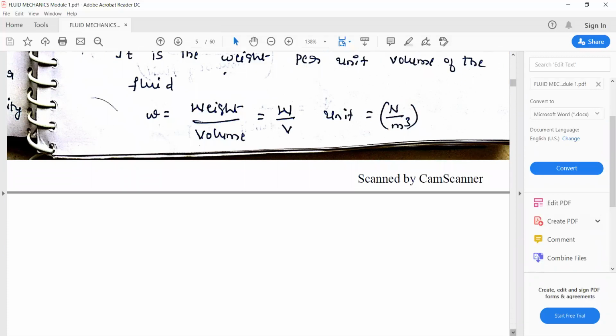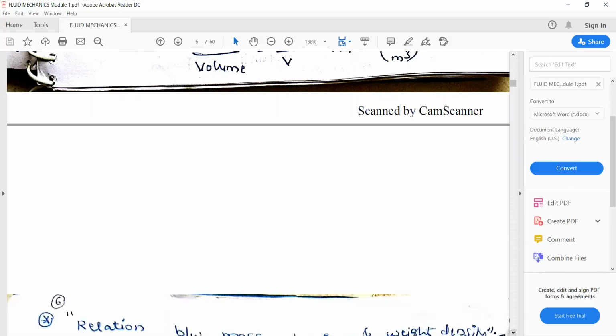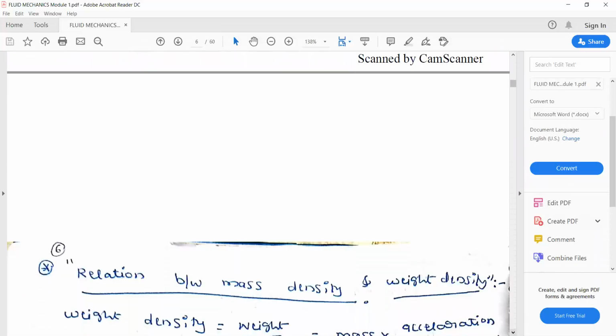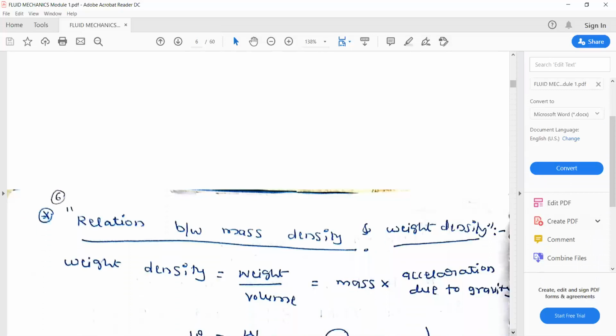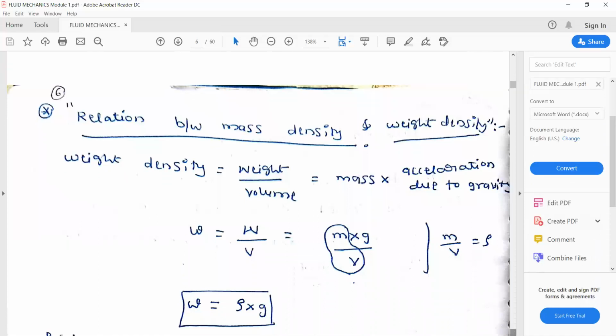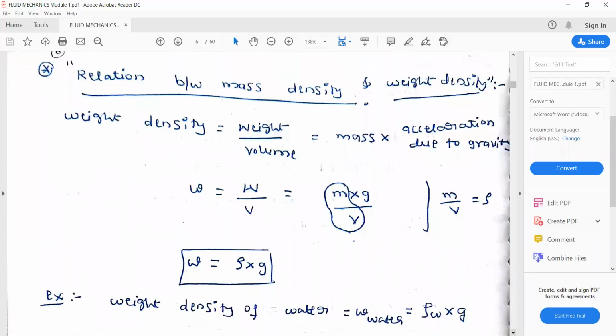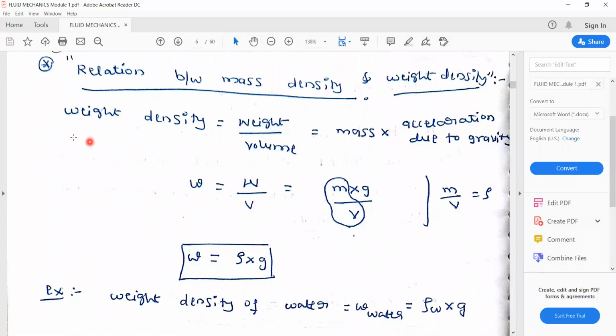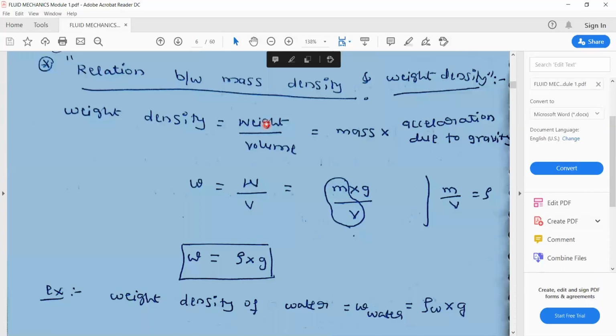Next property of the fluid is the relationship between mass density and weight density. Actually, these formulas are required to solve the numericals. That's why we're telling the relationship between mass density and weight density. First we'll write the weight density formula. What is weight density? Weight by volume. Then this weight we can write as mass into acceleration, divided by volume.